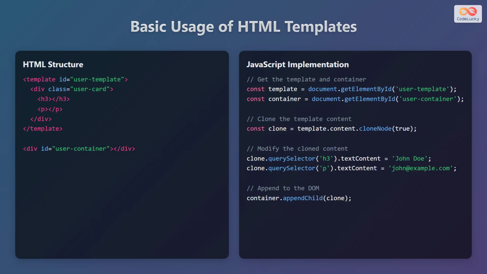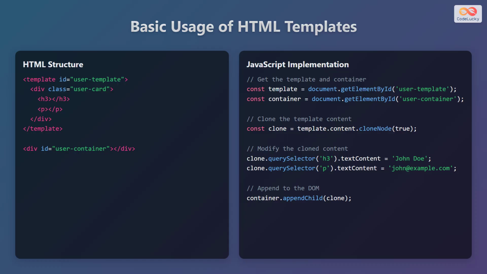Now let's look at basic usage. First is the HTML structure. Enclosed within the opening and closing template tags, we have a div element with the class user card, containing a heading and a paragraph. Also, there is a div element with an ID called user container.